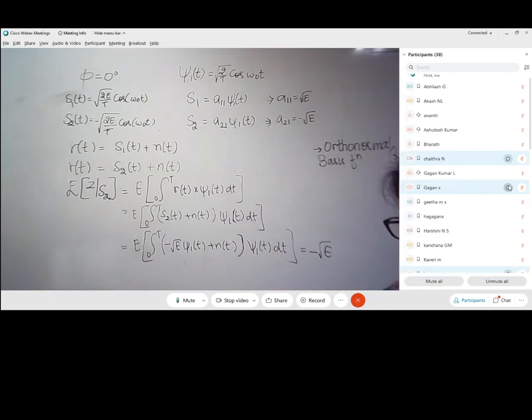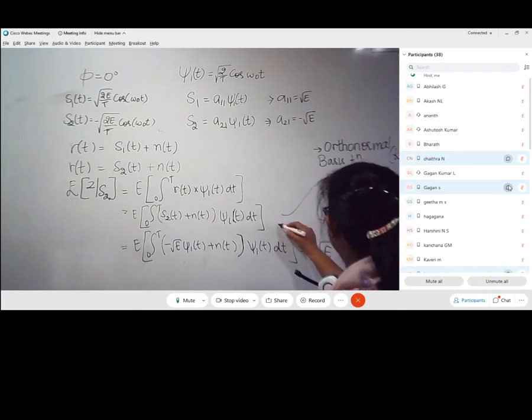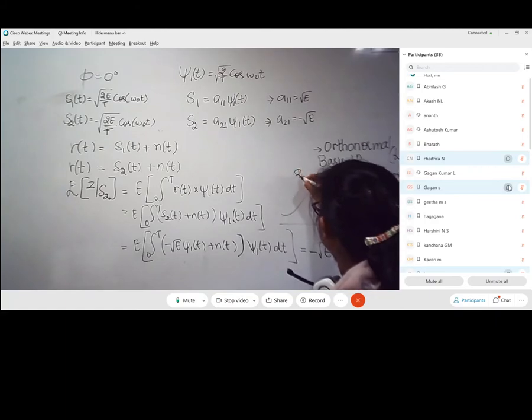Now that you have the expected values, it will be easier to decide where my r belongs, that is, which decision region. So I wrote the bell-shaped curve. Region 1 will be like this. This is Z of t. There will be a threshold. This is region 1 and this is region 2.